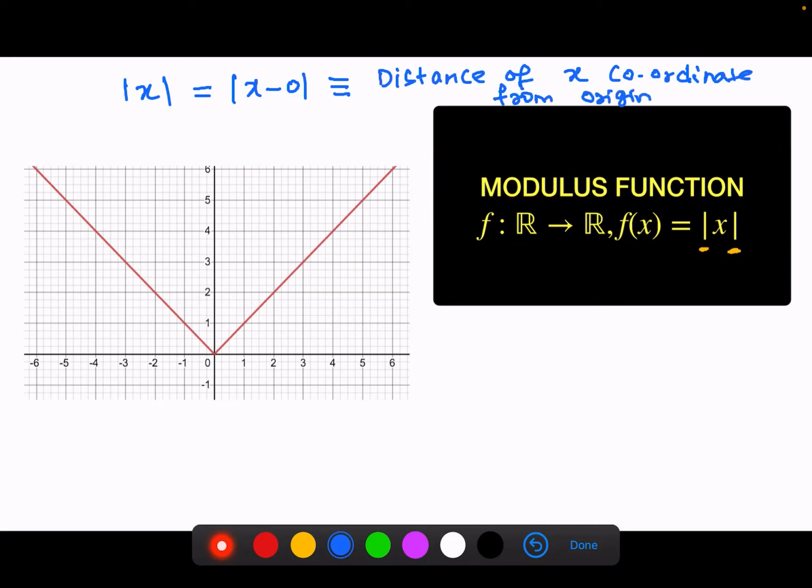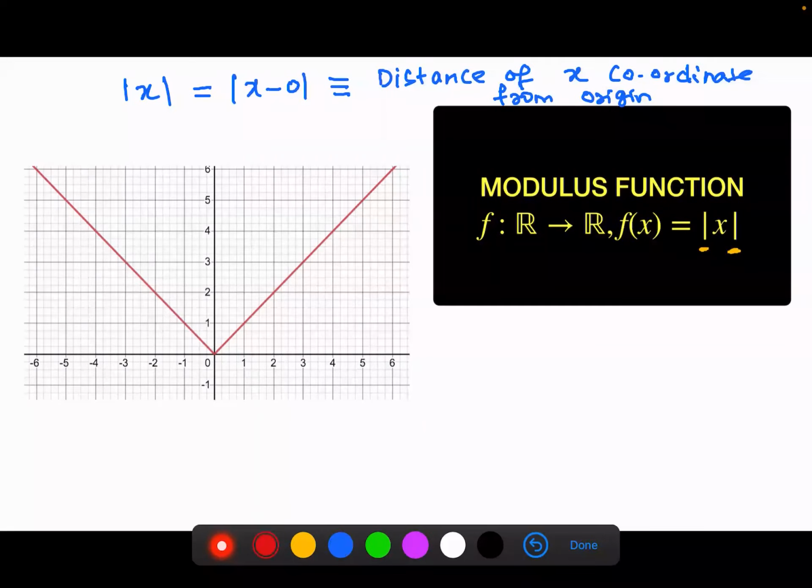So your x coordinate can be negative. Okay, positive, negative, anything is possible. But what is this function doing? It is only giving you distance. Now, a negative value of distance will not come, because it's meaningless.